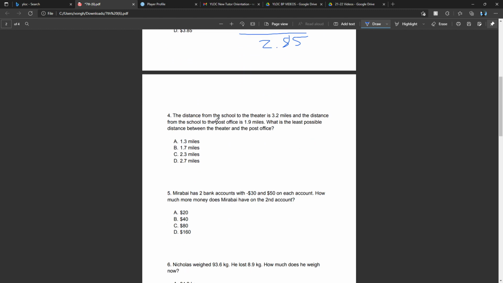So the distance from the school to the theater is 3.2 miles, and the distance from the school is 1.9 miles. What is the least possible distance between the theater and the post office? So basically, it's the same problem. You just try to find the difference between the two distances. So you have 3.2 minus 1.9. And if you subtract it correctly, you should get 1.3, which is A.